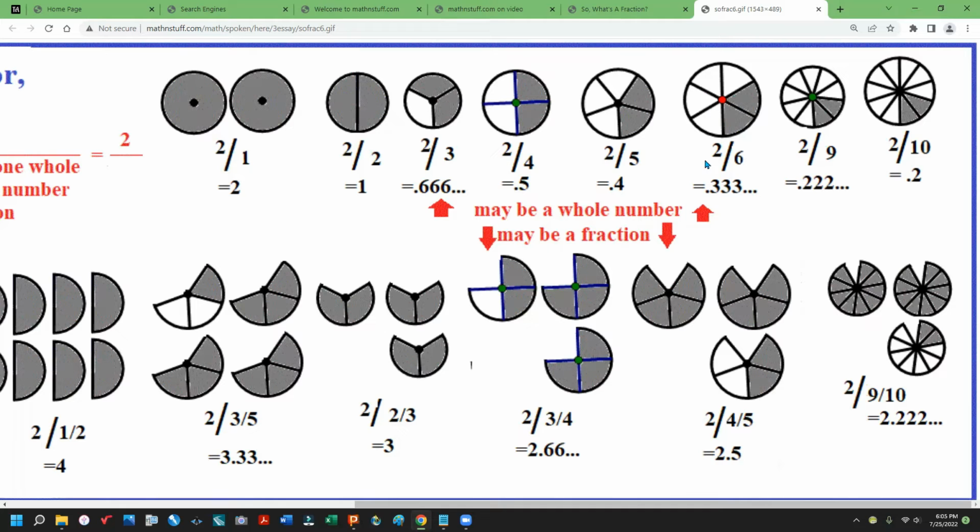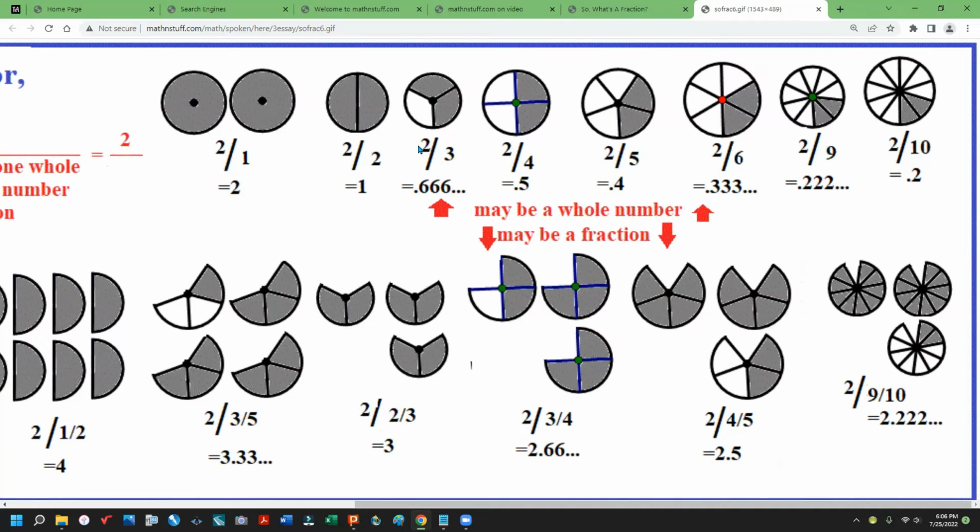6 pieces, 1/3. 5 pieces, 2/5 is 0.4. 2/4 is 0.5 or a half. Notice 0.2, 0.22, 0.33, 0.4, 0.5. The numbers are increasing as the number of pieces decreases.